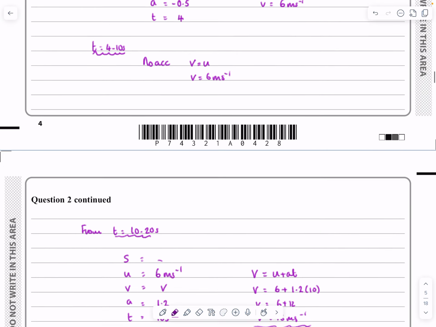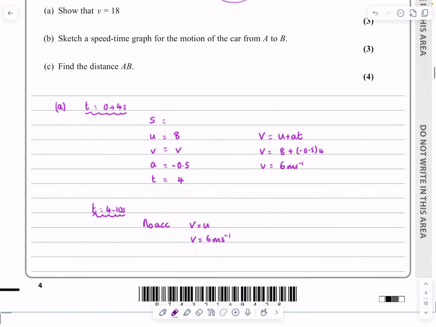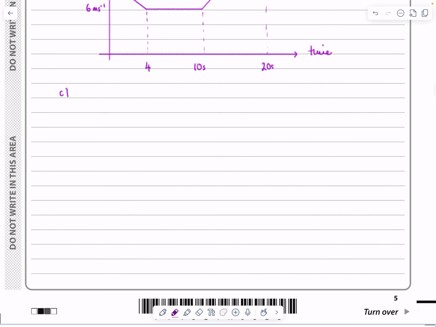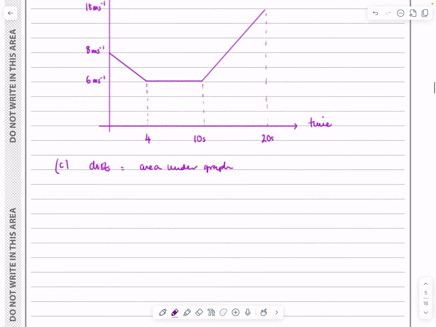What does it ask for part C? For part C, it says, can we find the distance that it travels? The distance that it travels is just going to be the area under the graph. So distance will equal area under the graph. It's this trapezium here, this rectangle here, and this trapezium here.